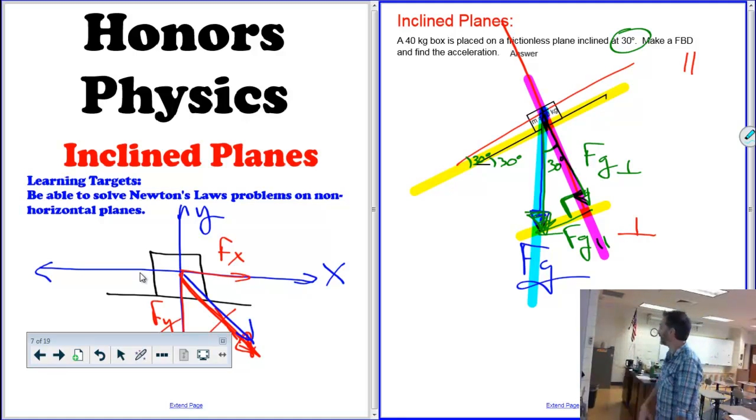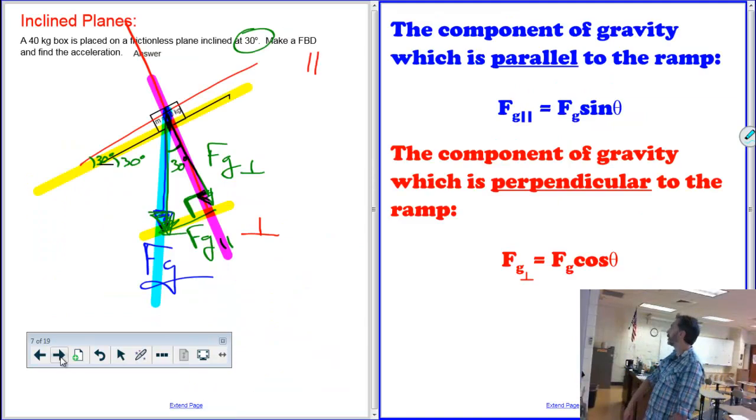it's going to be okay. Because here's the deal. Every single time, it's going to be the same setup, right? Because gravity always pulls straight down, and our incline is always going to be at some angle, okay? And so you can do a little bit of trig, which I'm going to skip because this is physics, not math class.